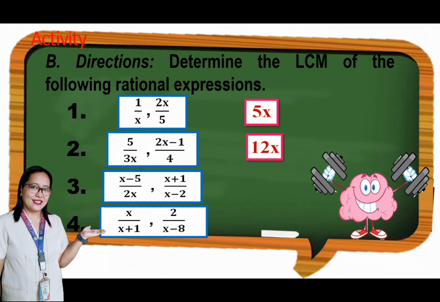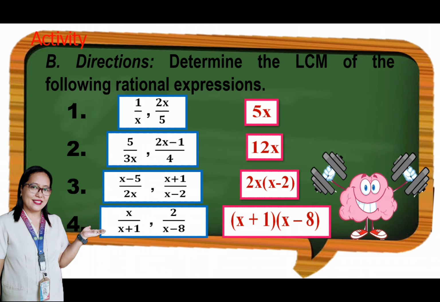Next, number 3, x minus 5 over 2x and x plus 1 over x minus 2. So, the LCM is 2x times the quantity of x minus 2. Then, number 4, we have x over x plus 1 and 2 over x minus 8. So, what will be the LCM? That is the quantity of x plus 1 and the quantity of x minus 8.